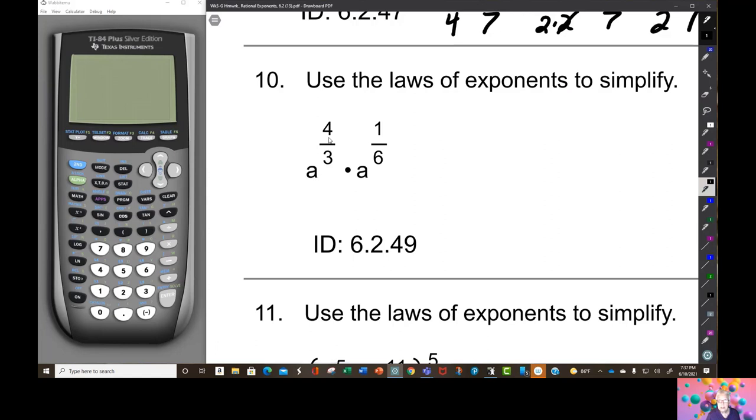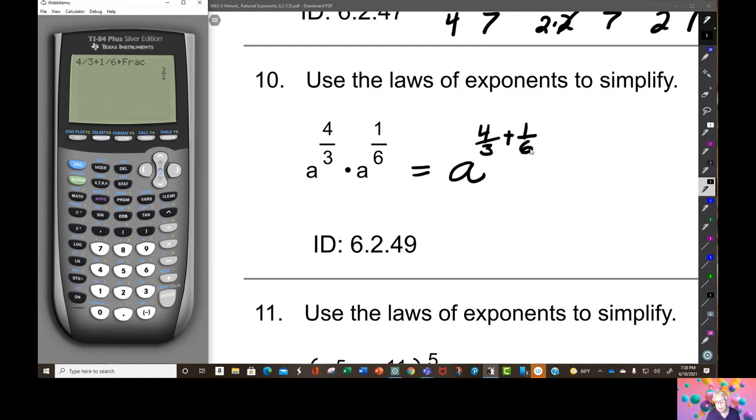Now here we have a base raised to a power times a base raised to a power. So you write the base once and you add the powers. This you can do on your calculator. You can add 4 divided by 3 plus 1 divided by 6. Math, frac, enter. 3 over 2. Or you can do it by hand.